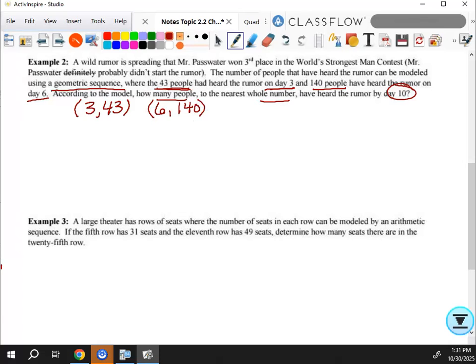Geometric sequence. So we're going to start by writing out our G sub n, give us a starting place. And I have to pick one of these 2 points. Which would be the best choice? The left one, right? You take the one with the smallest input value. And so, I first write the output. So 43 times R, which I don't know, to the n minus the input, 3 power.